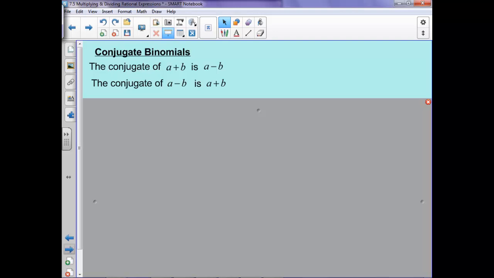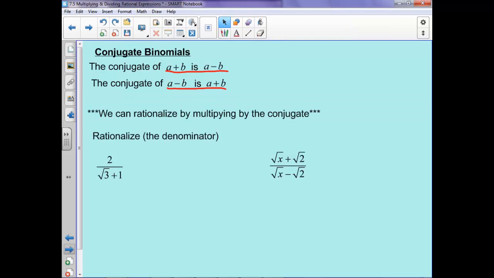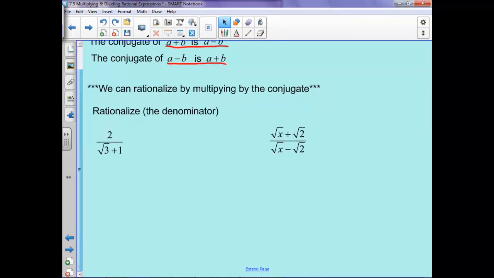Another way to rationalize your denominator will be to use conjugates. So notice the only difference here is one's a plus and one is a minus. So you rationalize by multiplying by our conjugate. So for this first one, our conjugate is root 3 minus 1. We have to do it to our numerator and our denominator.